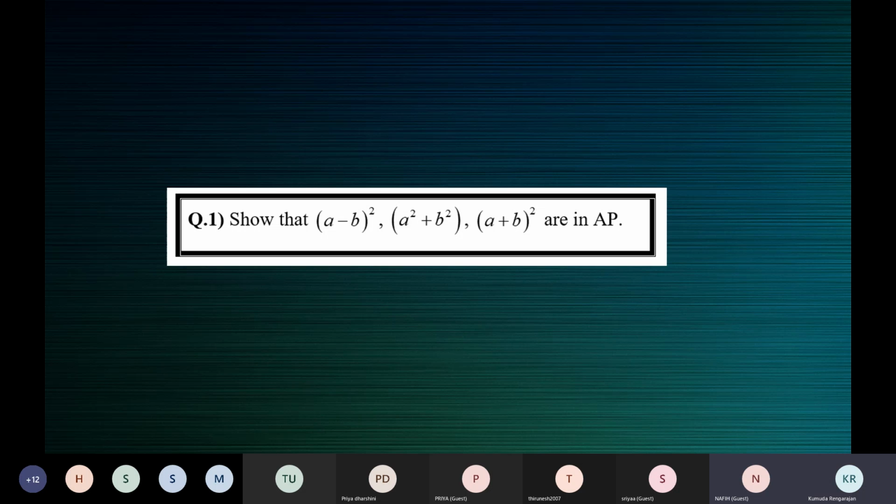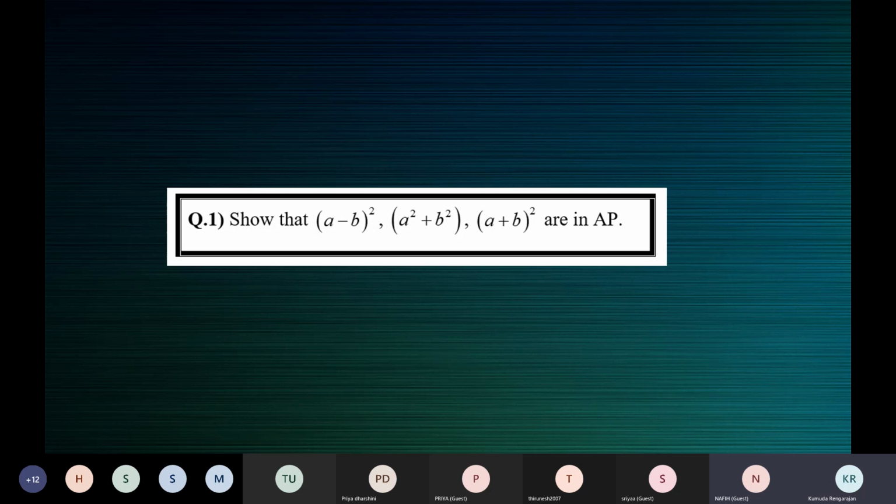Show that (a minus b) the whole square, a square plus b square, and (a plus b) the whole square are in AP. If the difference between a term and its preceding term is a constant, then the terms are in AP.